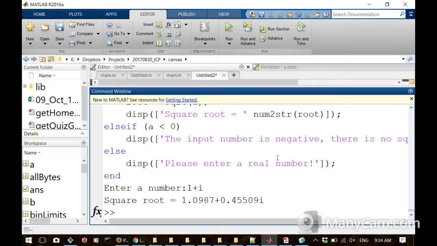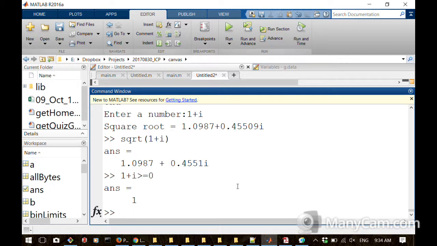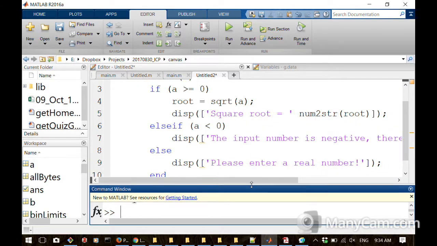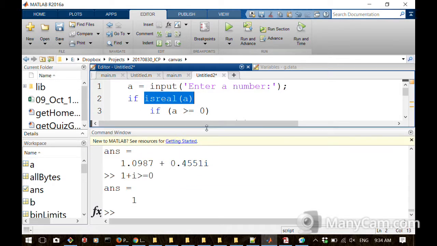So you see, there's no problem. It can calculate the square root of 1 plus i. So if I say sqrt of 1 plus i, it gives me this. So is 1 plus i larger than or equal to 0, and the answer is yes. Okay, is real. Make sure your number is a real number, so that it avoids complex numbers. Shouldn't it avoid them? Yes, it should.